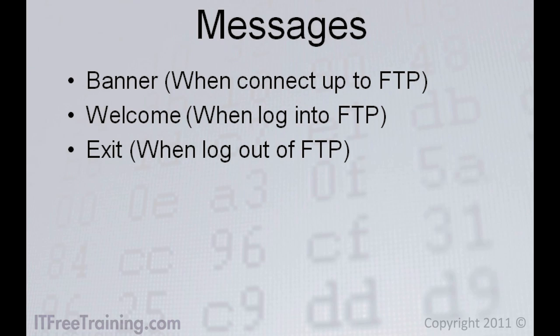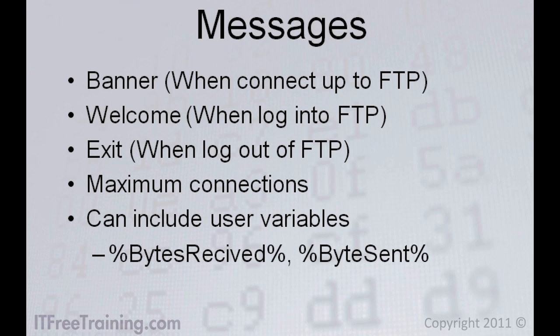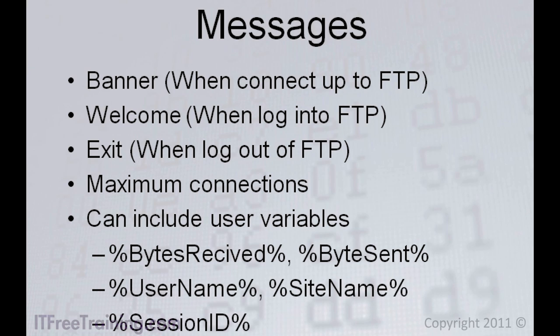The max connection message will be displayed only when a user attempts to connect to the FTP server and the maximum number of connections is reached. If you want to customize your messages further, Windows offers some user variables. Firstly, you can display in your message the total number of bytes received and bytes sent by the server. All you need to do is put the variable in your message and the value will be displayed to the user. Also, Windows supports variables for username, site name, and session ID.